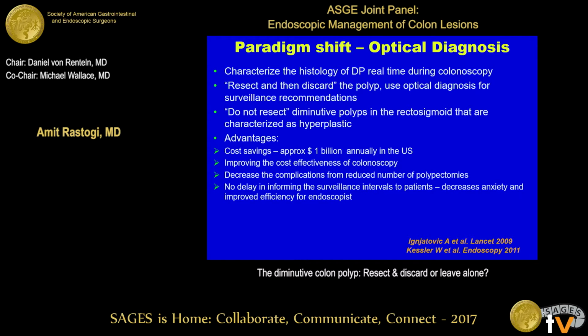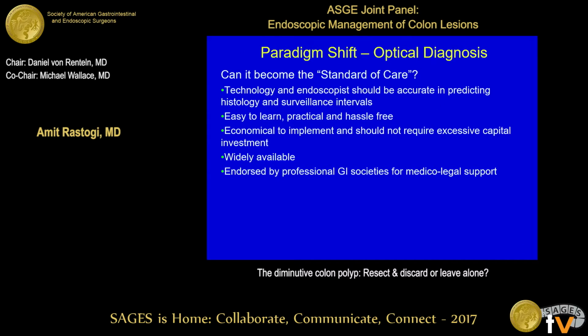What are the advantages of these proposed strategies? The main advantage is the cost saving, and a couple of modeling studies have been done to see how much money can be saved, and one study reported a saving of approximately $1 billion in the US annually. It therefore improves the cost effectiveness of colonoscopy, decreases the complications from reducing the number of polypectomies you're doing, especially for those rectosigmoid hyperplastic polyps, and also there is no delay in recommending the surveillance intervals to the patients, helps to decrease their anxiety, they don't have to wait, and also improves your efficiency as an endoscopist.